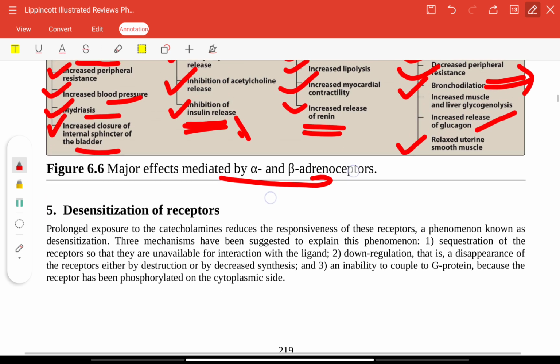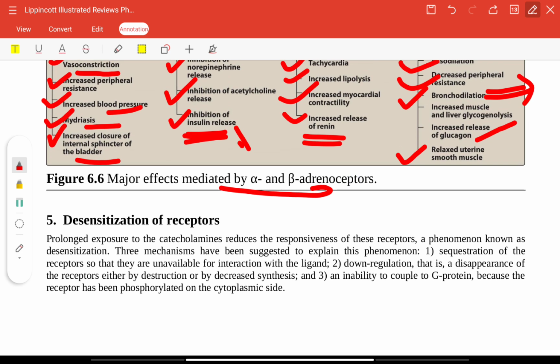Now desensitization of receptor, we have also previously studied. Desensitization is always related to prolonged exposure. When receptors are prolonged exposed to catecholamines, they will reduce the responsiveness. The phenomena is, first, sequestration of the receptors, so they are unavailable for interaction. The second mechanism is downregulation, disappearance of the receptors. Third is inability to couple with G protein because the receptor has been phosphorylated on the side of the plasmic site.